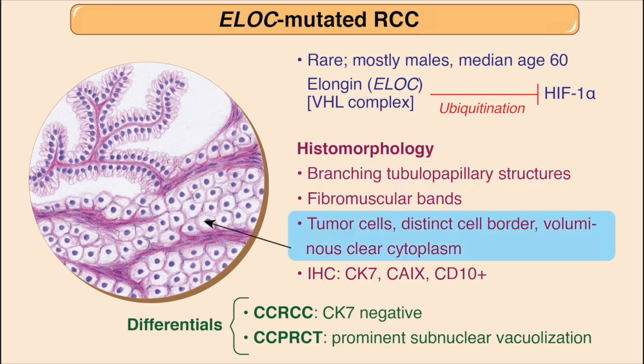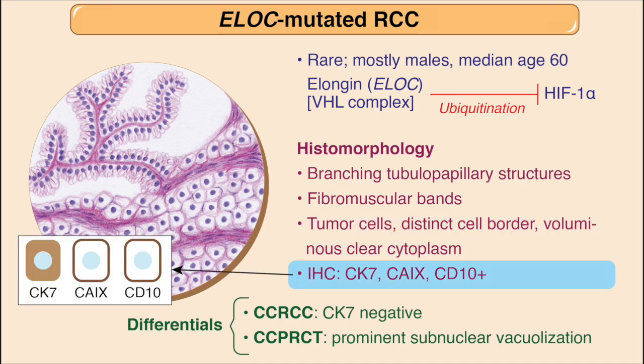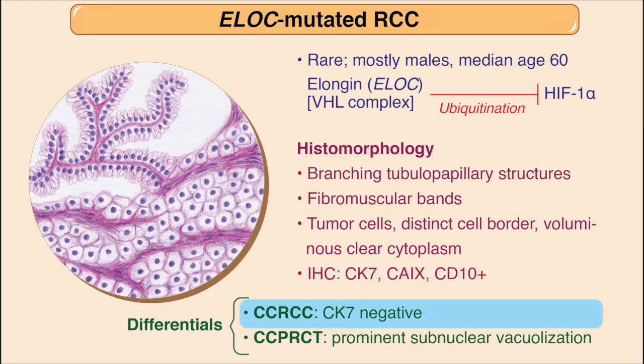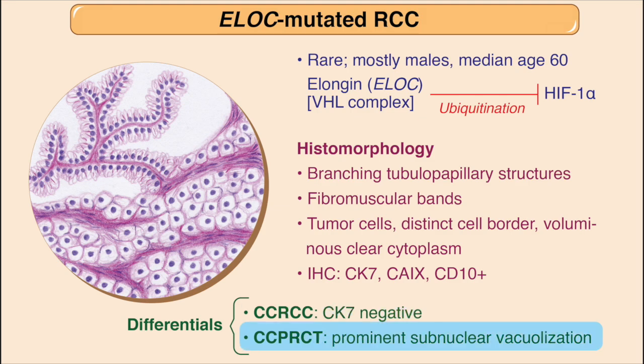Neoplastic cells have voluminous, clear cytoplasm with prominent cell borders. Neoplastic cells are immunopositive for CK7, carbonic anhydrase 9, and CD10. Morphologically, they can resemble clear cell RCC and clear cell papillary renal cell tumor. Unlike clear cell RCC, they are CK7 positive. In contrast to clear cell papillary renal cell tumor, they don't display prominent subnuclear vacuolization.